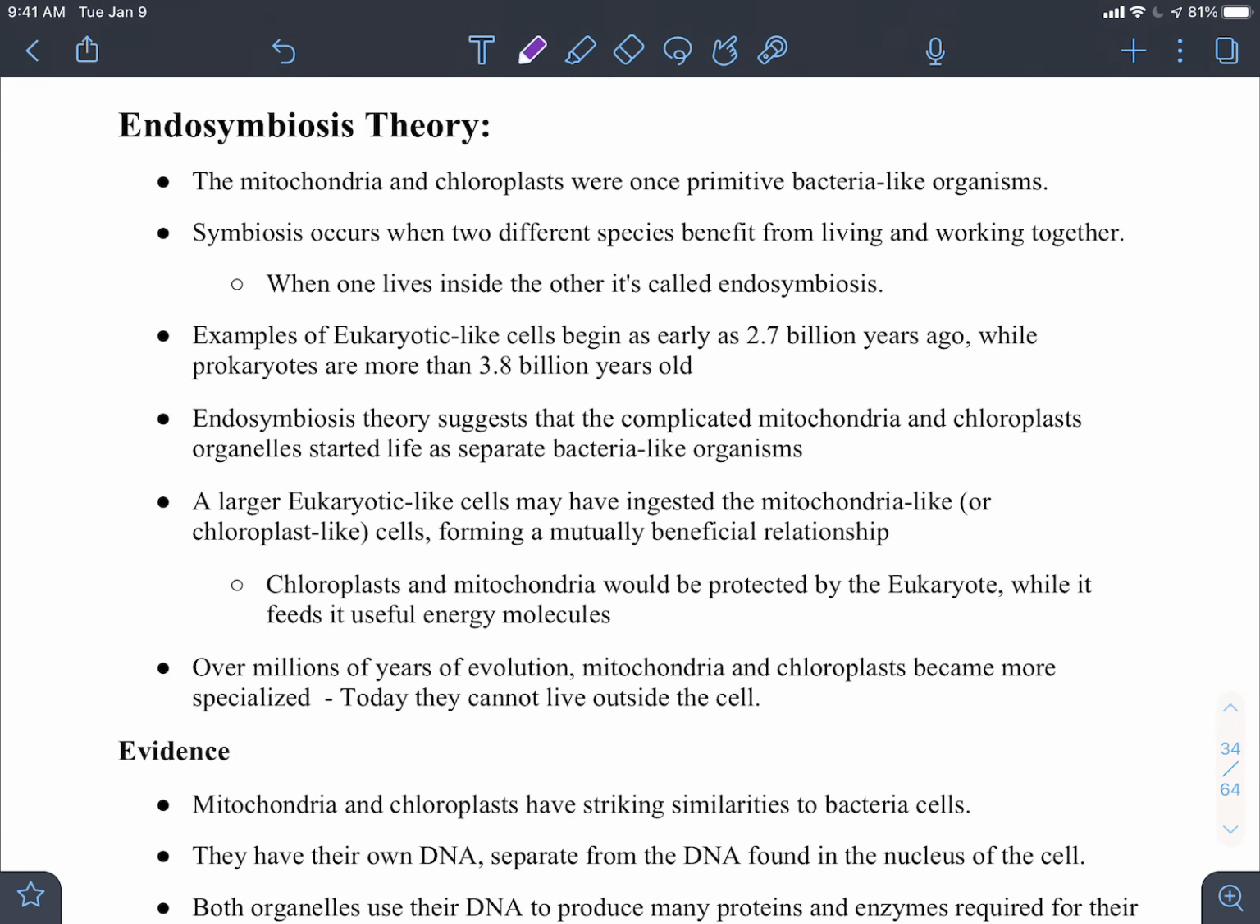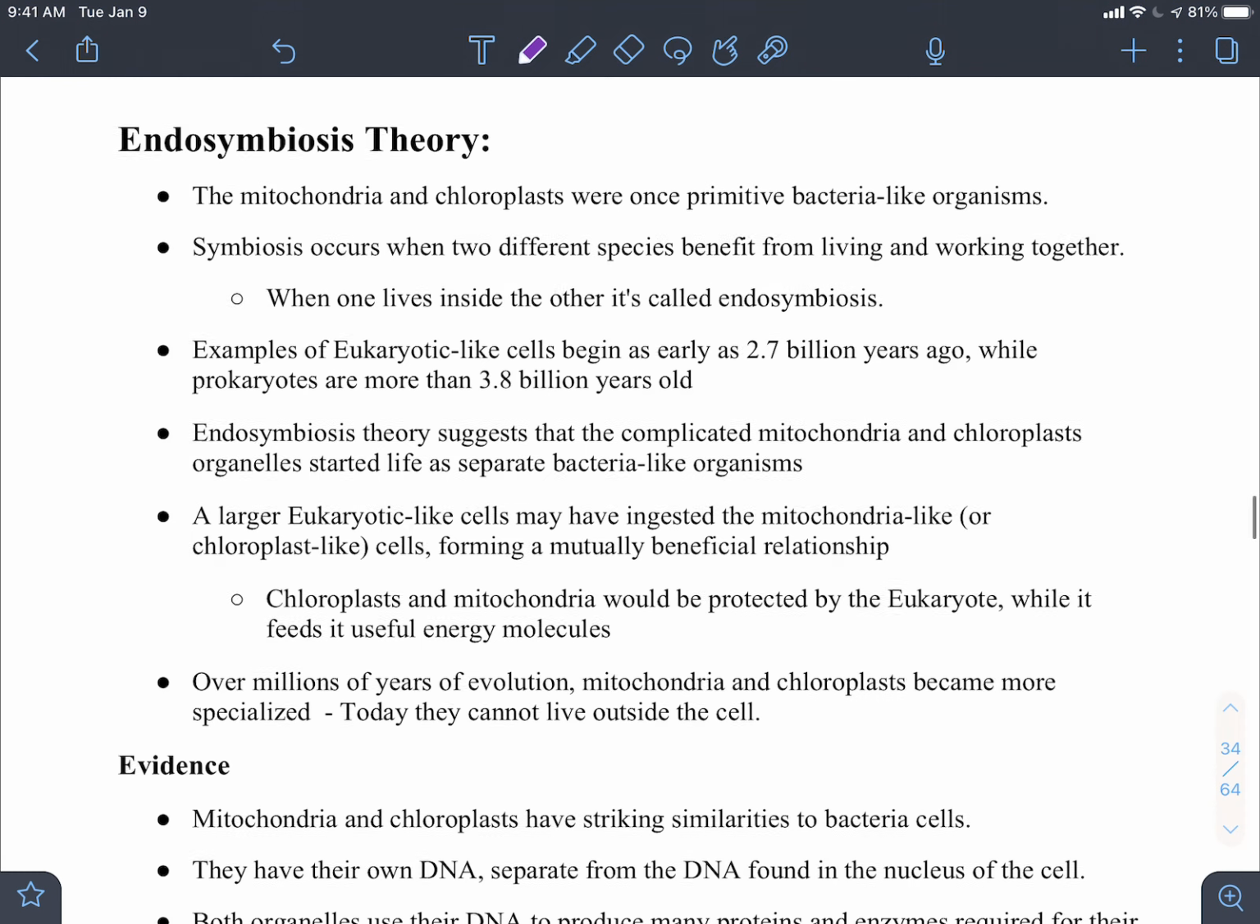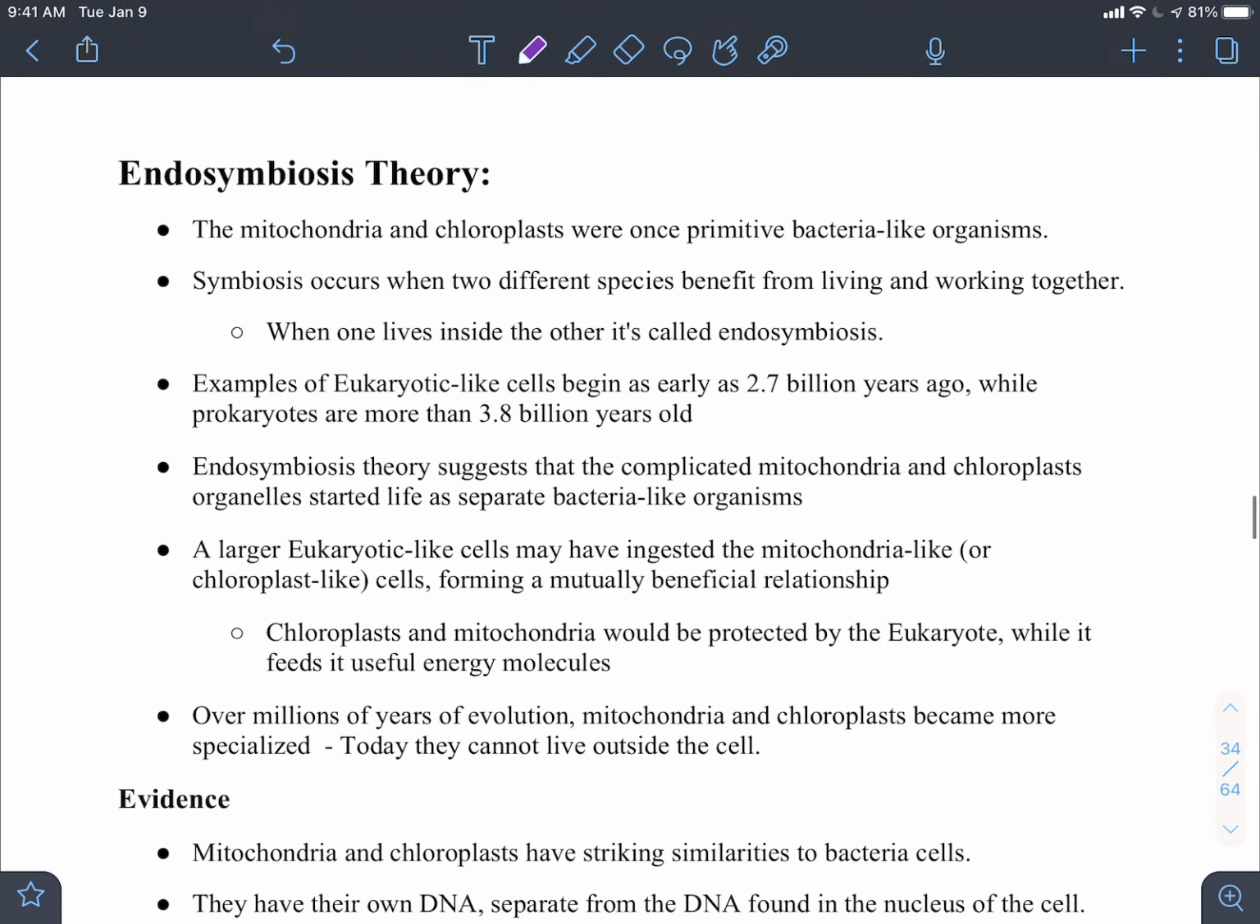But the idea is that the mitochondria and the chloroplasts were examples of these primitive bacteria-like organisms. So not just in the formation of all the organelles, but even the idea that the mitochondria and the chloroplast origins are this way. And the symbiosis would occur when the two different species benefited from living and working together. When one lives inside of the other, it's called endosymbiosis.